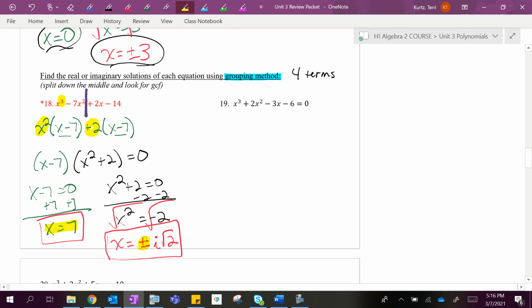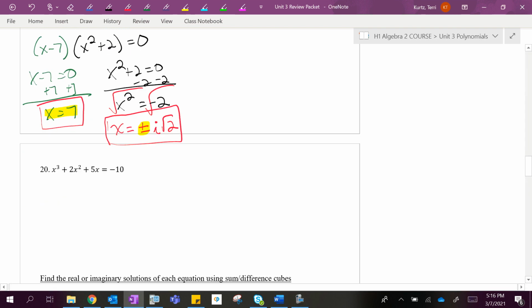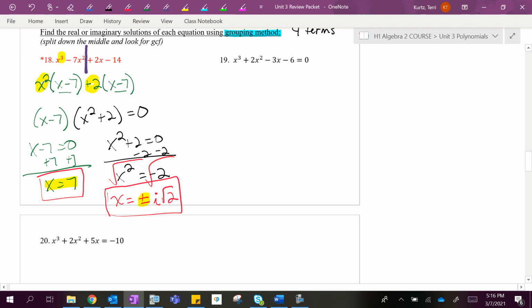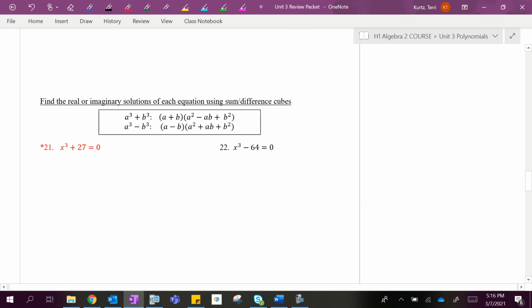Okay, there again, if you have questions about that or you need to do some review, go back and look. There's videos even of our classes, or go back and look at the notes. So you're going to use the grouping method on 19 and 20. Be careful here because you're going to need to set it equal to 0, right? So you might want to add 10. Okay, I'll let that go.